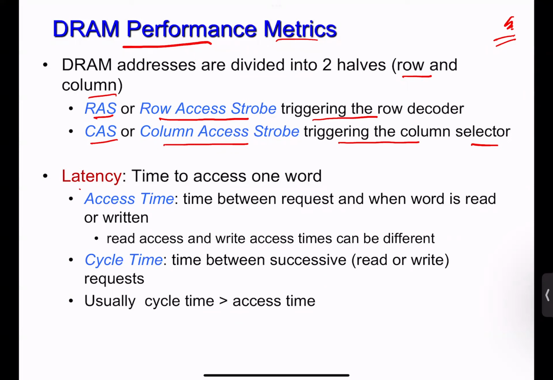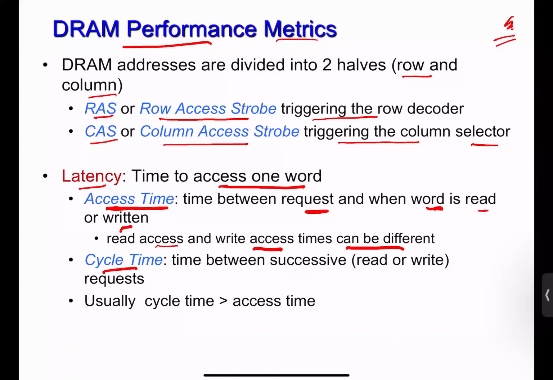One of these is basically latency. Latency is just the time to access one word. There is also another expression called access time. The access time is, as usual, defined as whatever time you need until you get whatever you have asked for. This is just the access time, my normal definition. Here it is also the same: the time between whatever you request and when the word that you have requested is either read or written. And the read access and the write access times can be different.